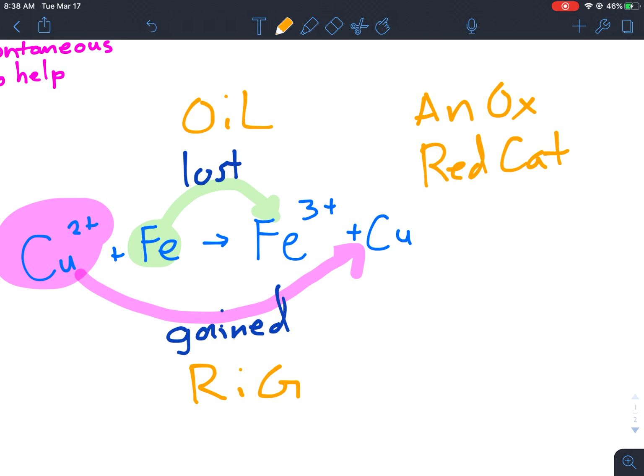Now, the anode and cathode, if you want to think about it, they're two electrodes, okay? One of your electrodes is where oxidation is occurring, and the other electrode is where reduction is occurring. All right.